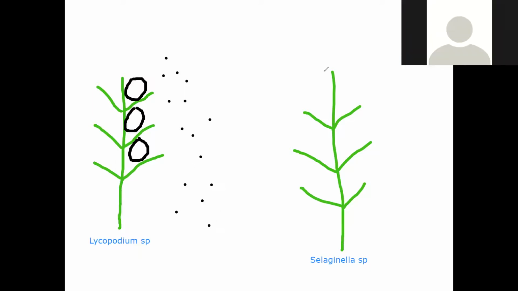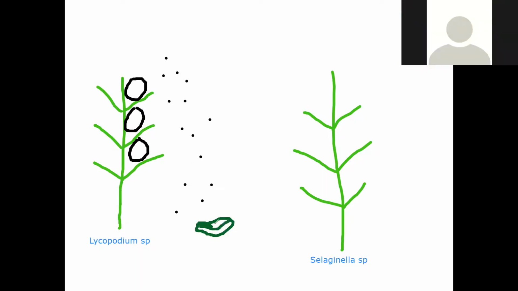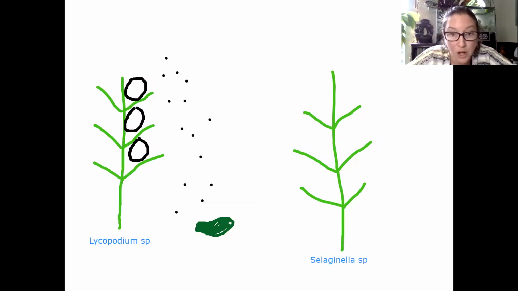Now, that spore that landed on the ground is going to grow into a gametophyte plant. Here it is. Okay. And because all the spores are the same, look how big that gametophyte plant is compared to those dots. So is it inside of the dot?